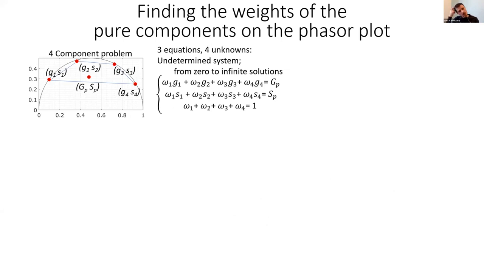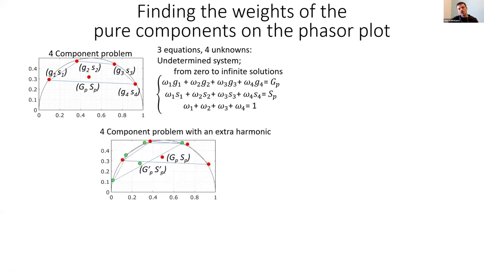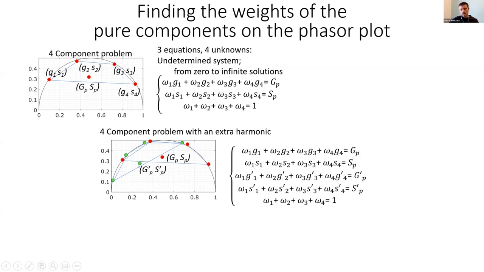Now here comes what I was mentioning before, the higher harmonics. What if we can add a new harmonic to our information? So if all the pure components, which are the red points on the universal circle, shift to the new harmonic, and if you can measure your data with a higher harmonic, then the equations that you obtain are the original equations that you had up here, plus a second set of equations for the second harmonic.